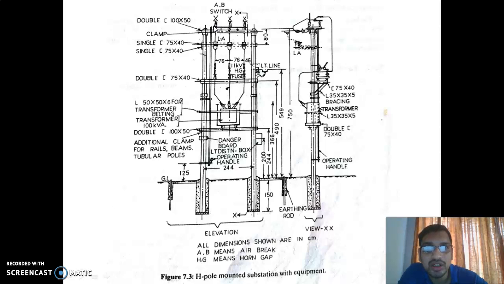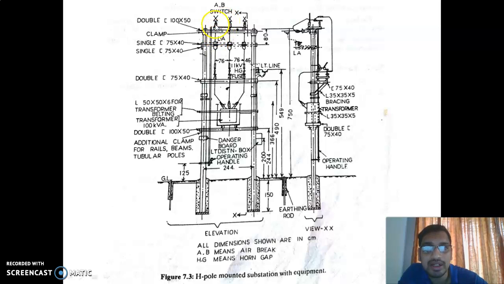So this air brake switch is connected to an operating handle. You can see the operating handle which connects to the air brake switch. By using this operating handle, we can close or open the air brake switch and interrupt the current.